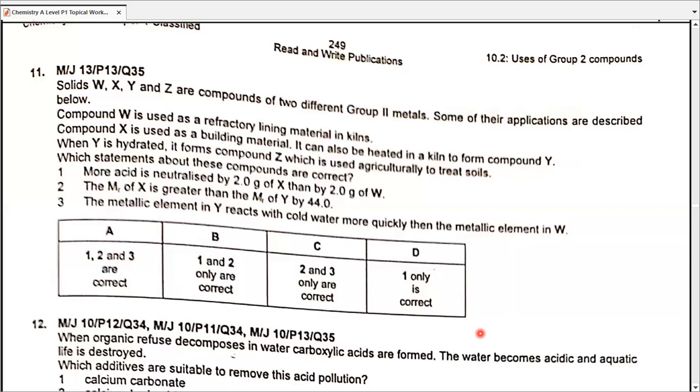Yes, 3 is correct. The MR of X is greater than the MR of Y by 44. X is calcium carbonate, its MR is greater than that of the metallic element calcium oxide by 44. 100, and then I think this is 56. I don't think this is correct. More acid is neutralized by 2 grams of X than 2 grams of W.